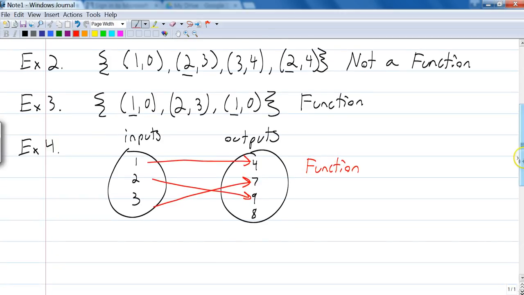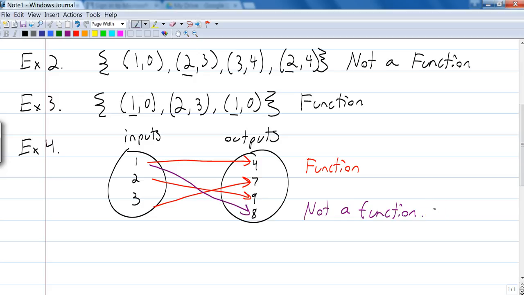Now, where it's not a function: if I add a line, I'll change the color so you see what makes it not a function. If the number 1 also has an output that goes to 8, now the purple is not a function. Well, the whole thing's not a function, but you can see why with the purple line.